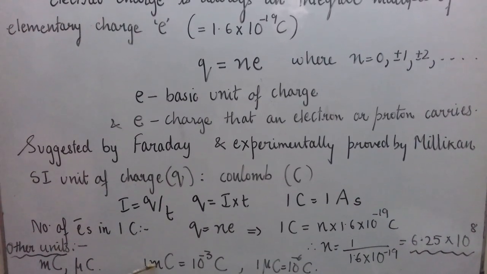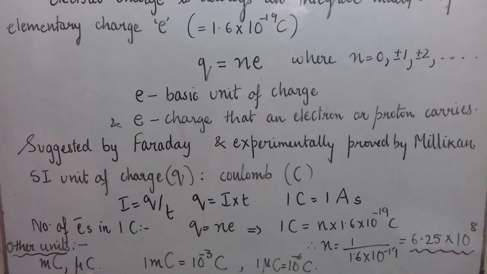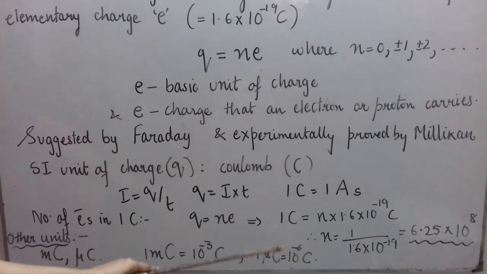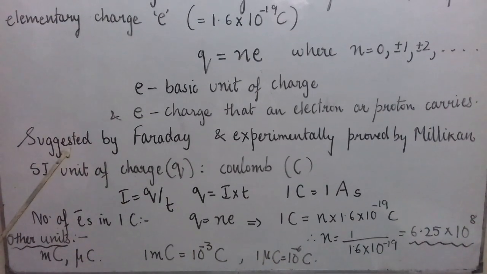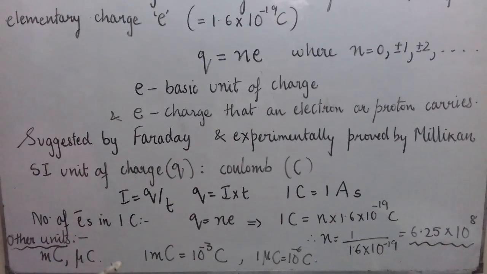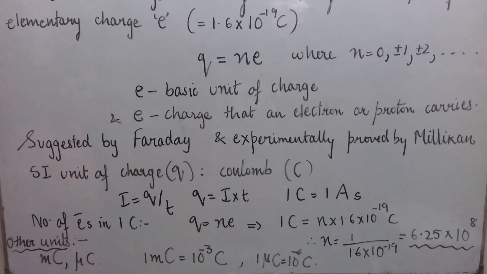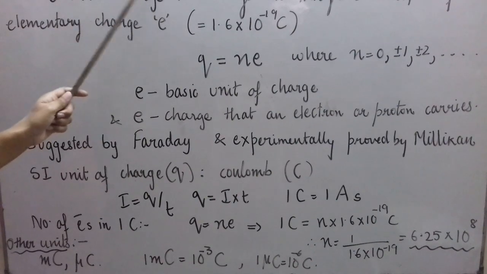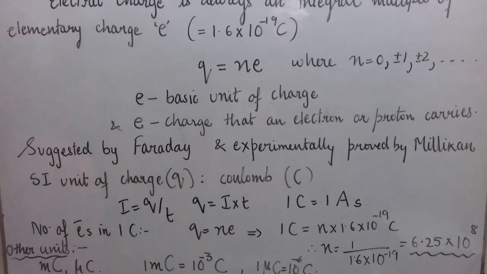1 millicoulomb, milli you know is 10 raised to minus 3 coulomb, and 1 microcoulomb is 10 raised to minus 6 coulomb. I hope you have understood the 3 properties of charge: additivity of charge, conservation of charge, and quantization of charge.